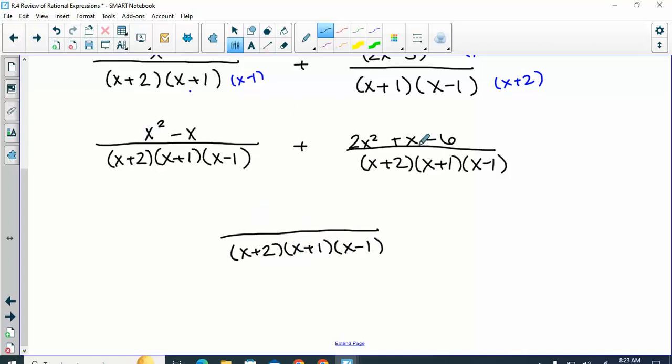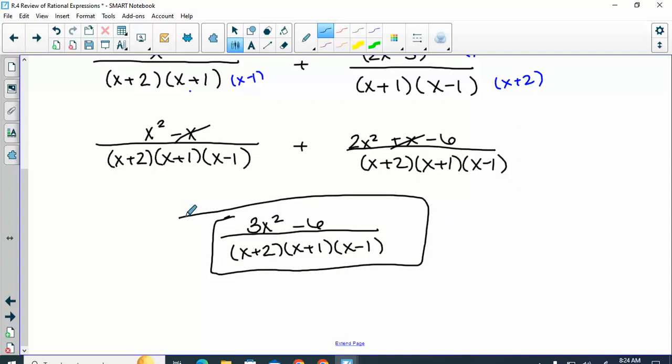So x squared plus 2x squared would be a 3x squared. Negative x and positive x cancel, minus 6. And if you wanted to factor that, you could take a 3 out. It would just be 3 and then parentheses x squared minus 2. And then that would be as far as you could go.